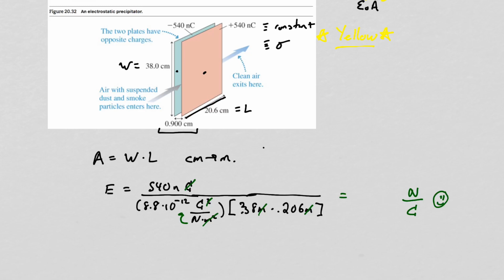The rest, we plug it into our calculator. And with my level of rounding, I get 7.8 times 10 to the 5 newtons per coulomb. And if we look at that value, again, that's right around the number that we said would be numbers that we're used to looking at.